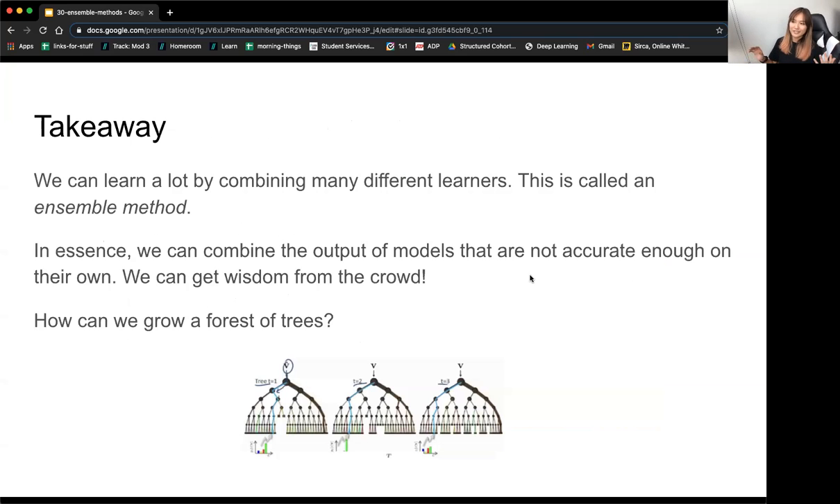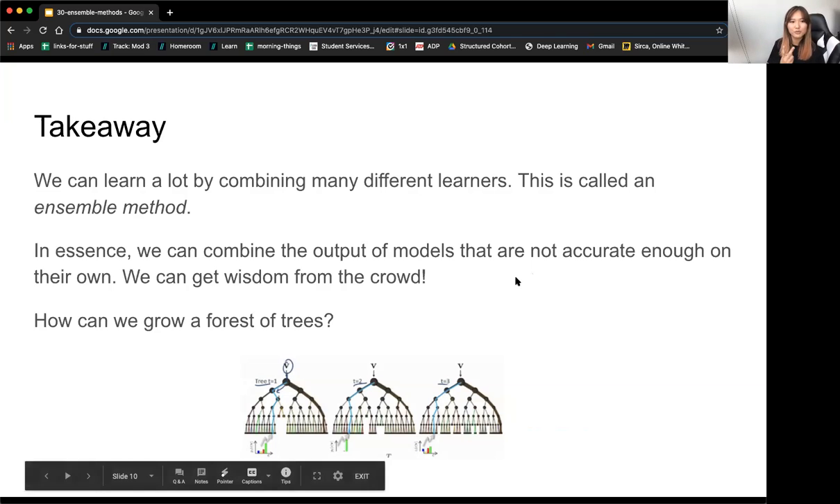So the takeaway is that you can learn a lot by combining different learners, and this is called an ensemble method. Any method that combines more than one model is known as an ensemble method. In essence, we can combine the output of models that are not accurate enough on their own to get wisdom from the crowd. I love that they stick with the semantics of trees. With decision trees, you can actually grow forests of trees.